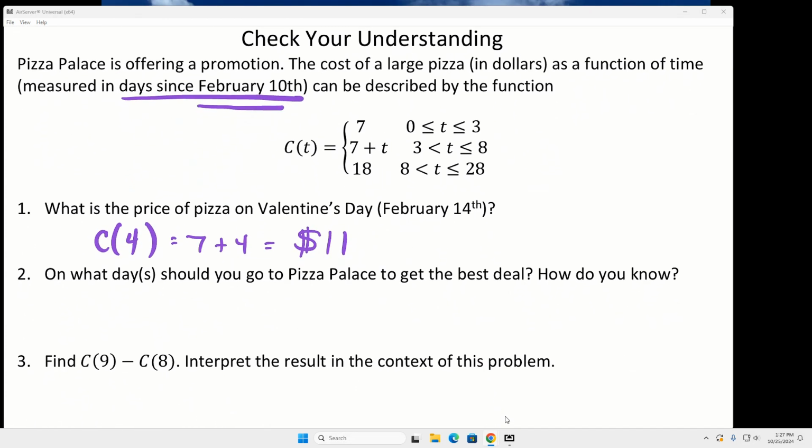All right. Number 2 says, on what days should you go to the Pizza Palace to get the best deal, and how do you know? So what is the cheapest pizza here? Yeah, the top one, $7 pizza. What days, starting with T is the number of days since February 10th. What days would you get the cheapest pizza? 10th through? Yes. So it goes up once you get to Valentine's Day.